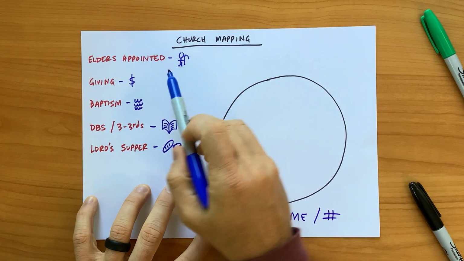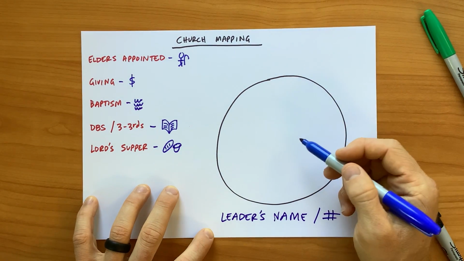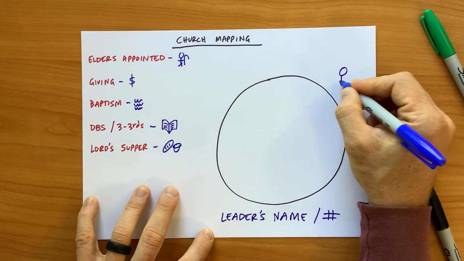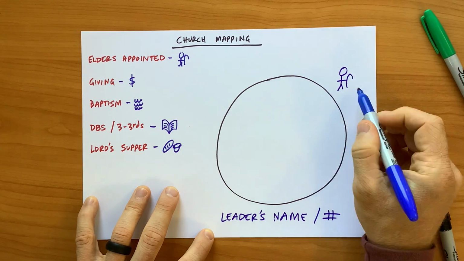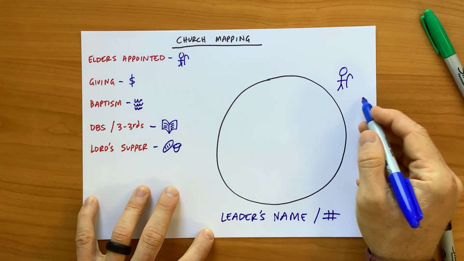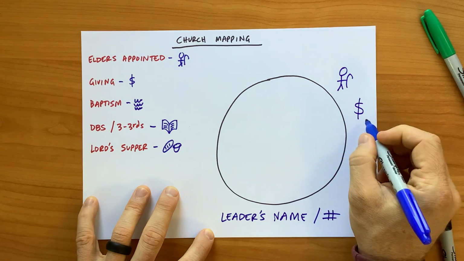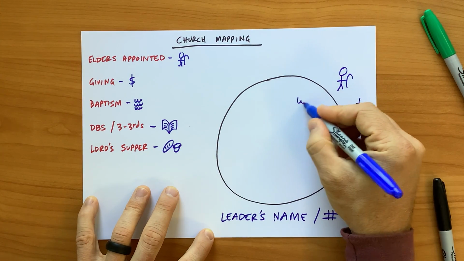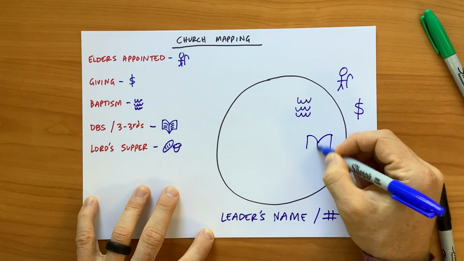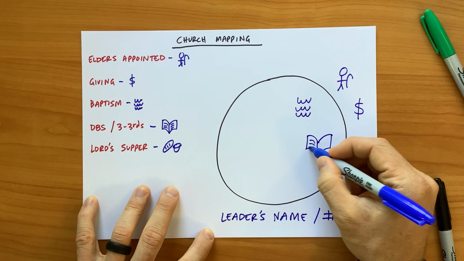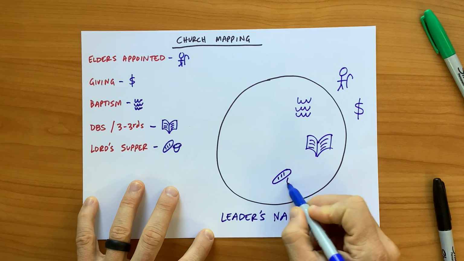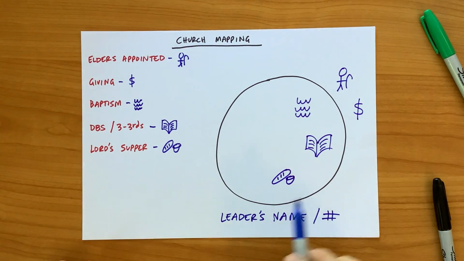If they've appointed elders in this church, then you put the symbol inside. If not, you put it outside. So we'll imagine that this group has not appointed elders yet. Then giving: if they're giving, you put it inside. If not, it's outside. So we'll say they're not giving yet. Baptism: this group is baptizing, so we put that inside. This group is doing a 3/3 process, so we put that inside. And this group is taking the Lord's Supper, so again, we put it inside.